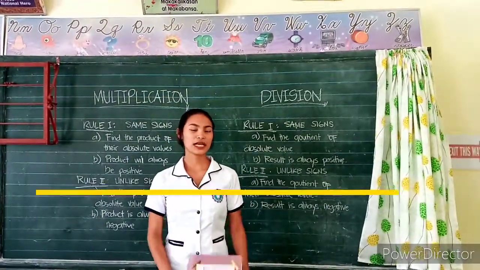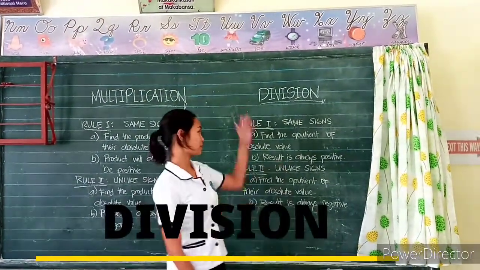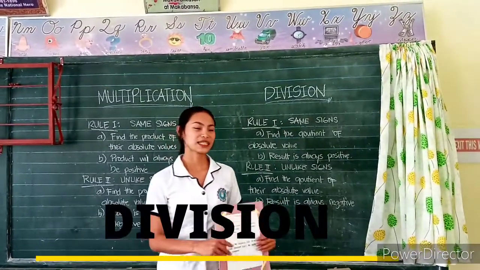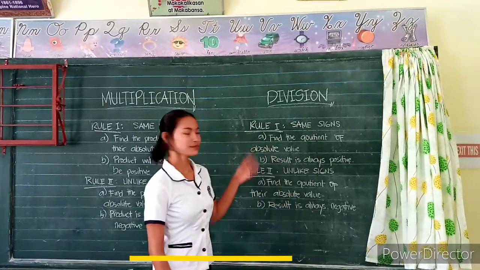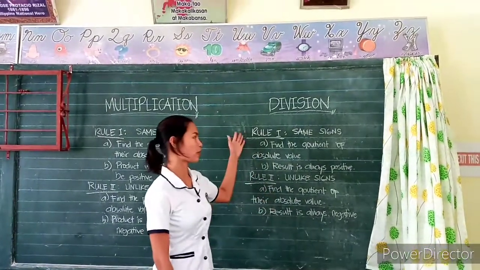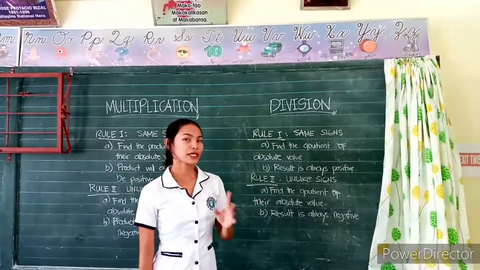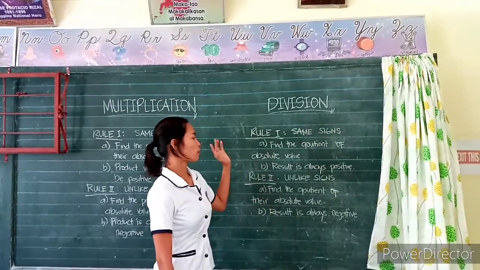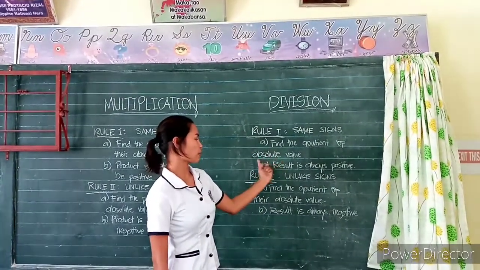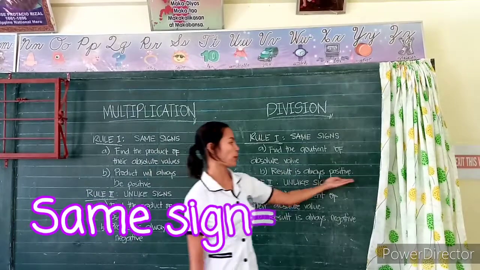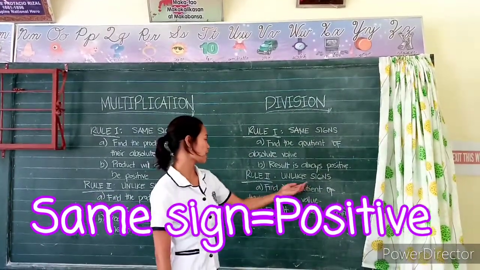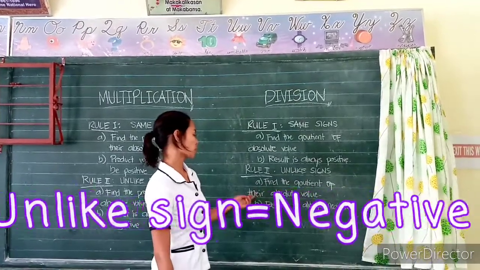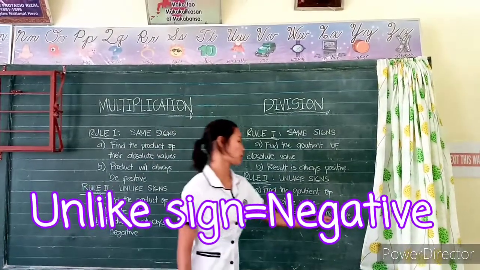Now, let us proceed to the last operation, which is the division. Can I ask Miss Lian Kimberly to read the rule? Okay, thank you. So, rule 1. If the numbers have the same sign, then you have first to find the quotient of absolute value and the result is always positive. So, if the numbers have unlike signs, you have to find the quotient of their absolute value and the result is always negative.